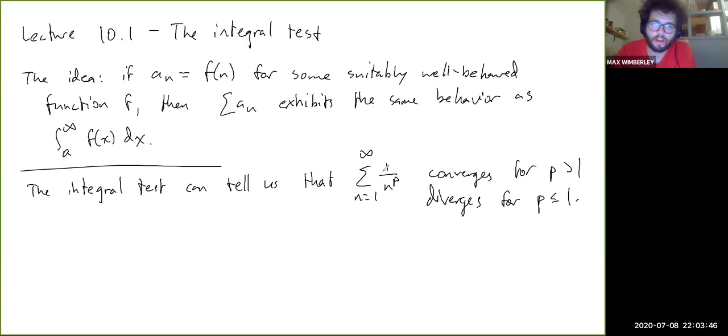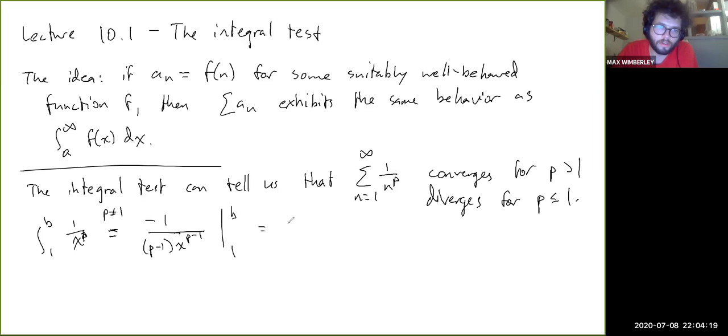But so basically, the reason the integral test tells us that this converges when p is greater than 1 and diverges when p is less than or equal to 1 is because if we look at the integral from, say, 1 to b of 1 over x to the p, at least assuming p is not equal to 1, then we get negative 1 over p minus 1 times x to the p minus 1, evaluated at b and 1, which is 1 minus 1 over p minus 1 times b to the p minus 1.